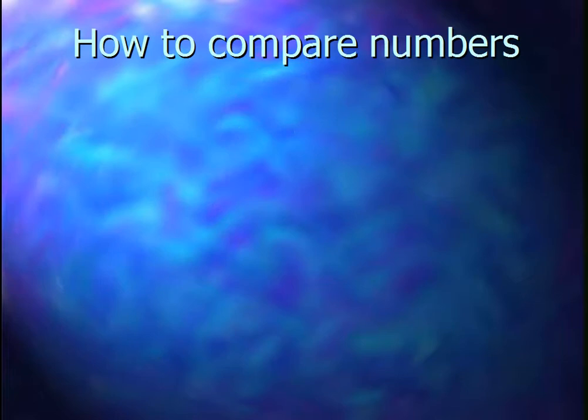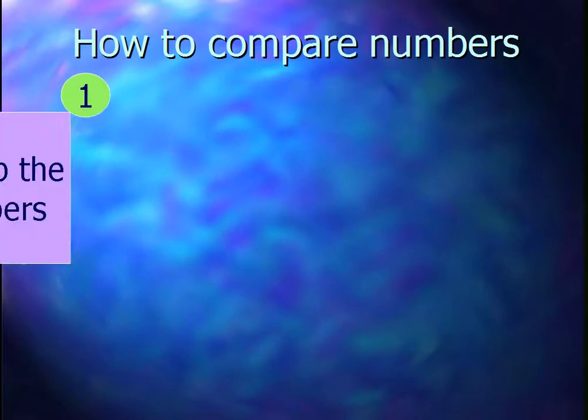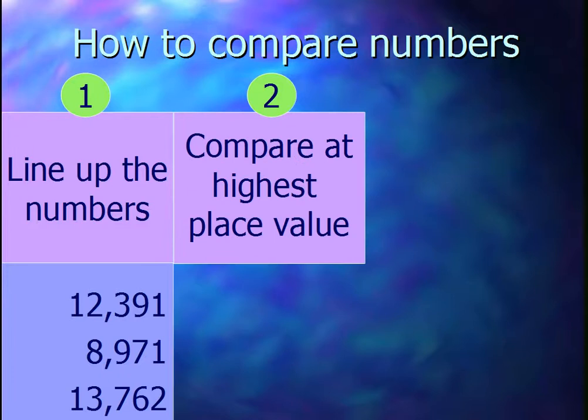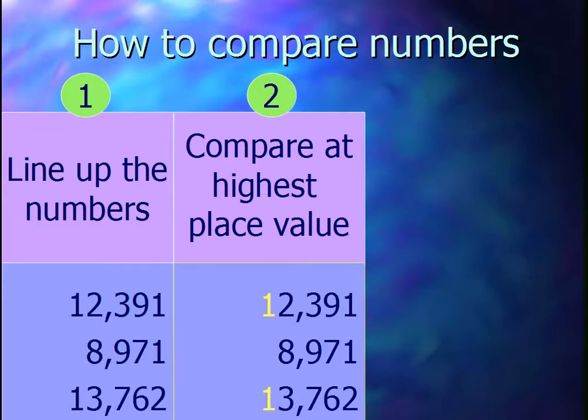All right, how to compare numbers. Number one, we want to make sure that we line up the numbers by place value. The important thing about place value is making sure that you line them up. This is important whether you're adding, subtracting, multiplying, dividing, or comparing numbers. So make sure that you line them up. That will help you with comparing them. You want to make sure that you compare them starting from the left at their highest place value.